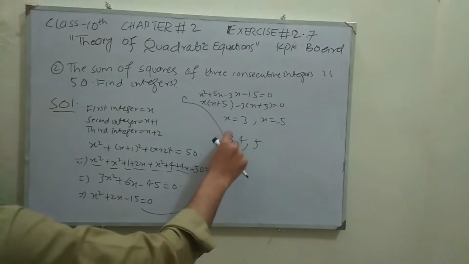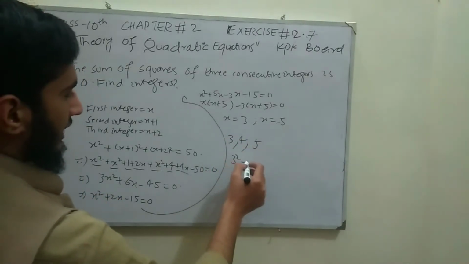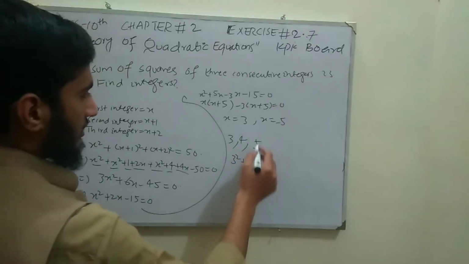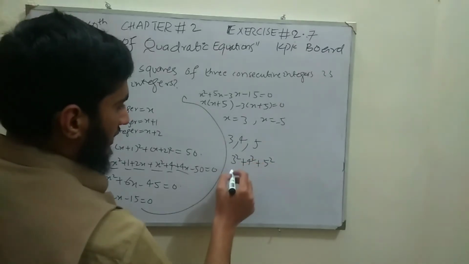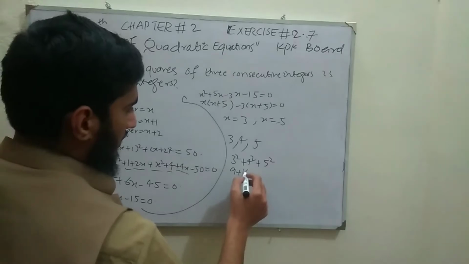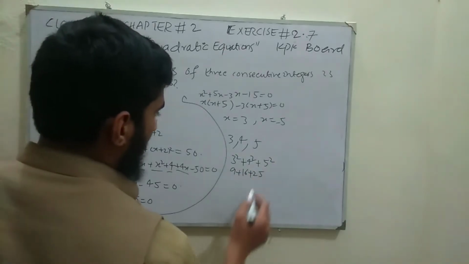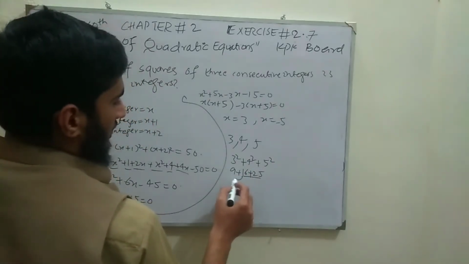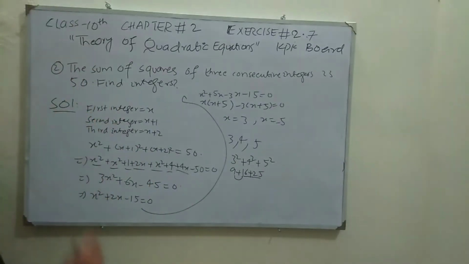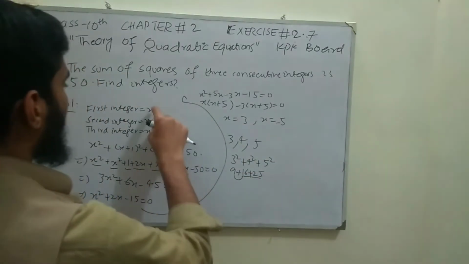So if we square the first number, add the square of the second, and add the square of the third: 3 square gives us 9, plus 4 square gives us 16, and plus 5 square gives us 25. 25 plus 16 gives us 41, and 41 plus 9 gives us 50. And taking this value, we check whether it satisfies the condition or not.